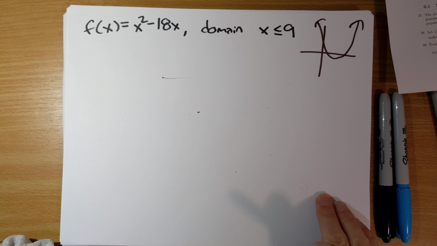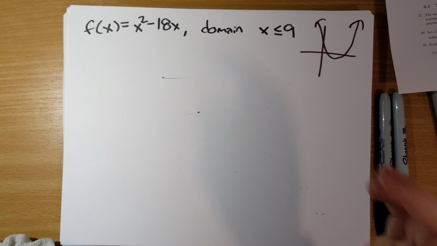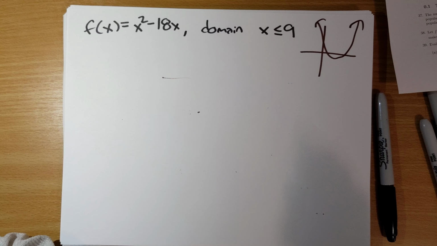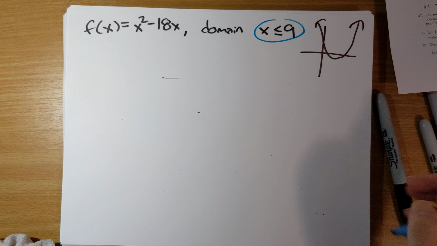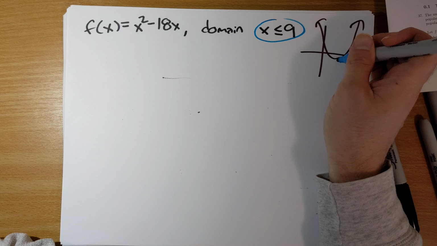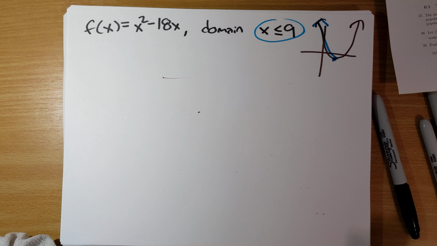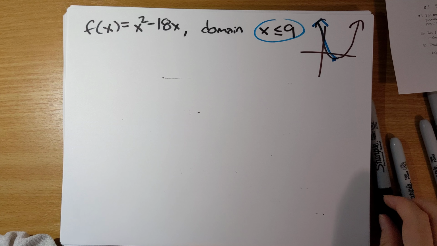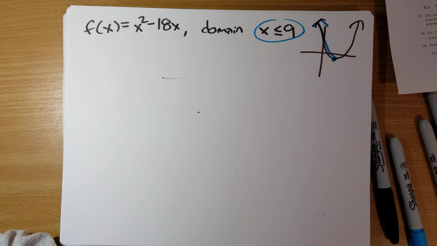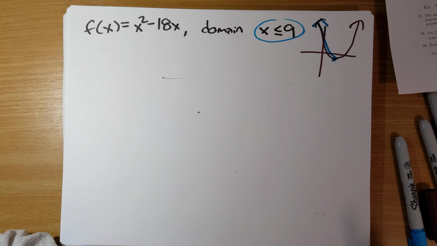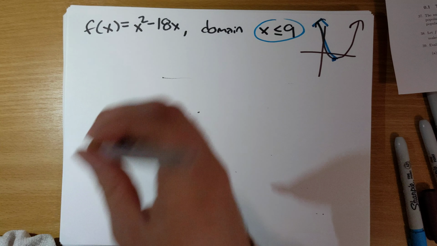And so f of x is not a one-to-one function, except that we have this domain x is less than or equal to 9. It is going to be one-to-one on its domain here, so we're ignoring this part of it. So we can find an inverse function here. How do we do this?